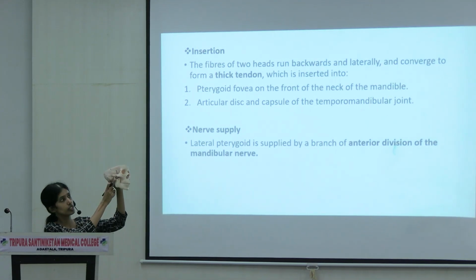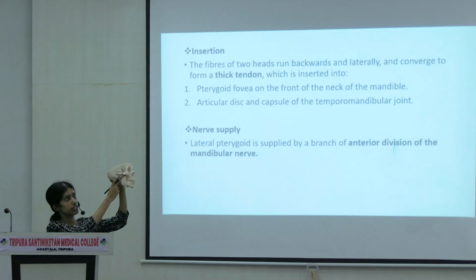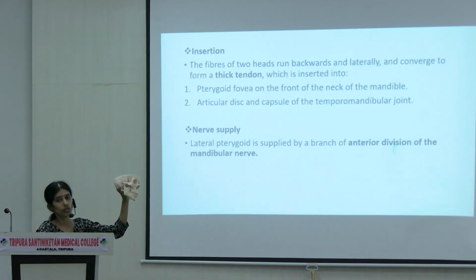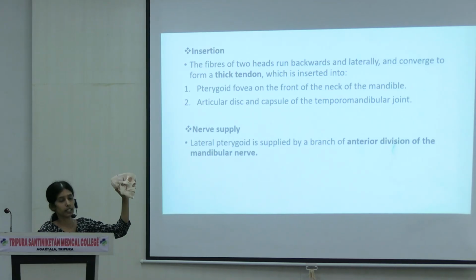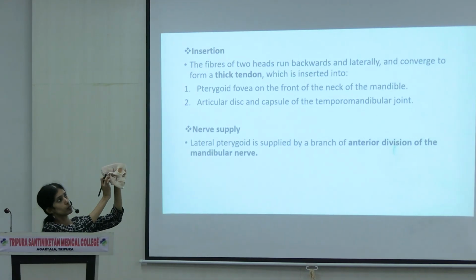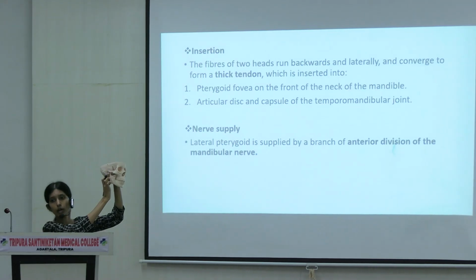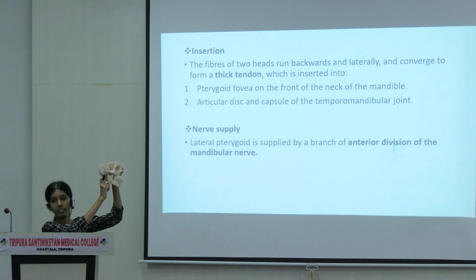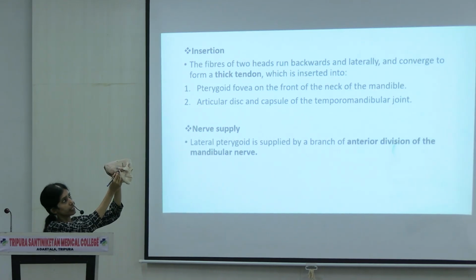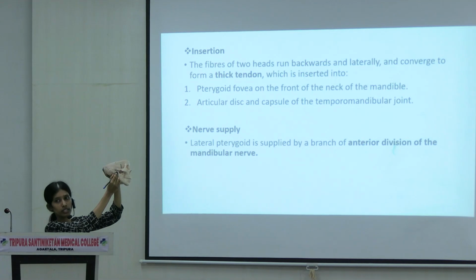Okay, fine. So this is the neck of the mandible. The insertion of your lateral pterygoid muscle takes place at the neck of the mandible and also at the articular disc and capsule of the TMJ. So this is your temporal bone and this is your mandibular bone. This is the place where the joint is taking place. Here we can see the capsule and also the articular disc of the TMJ. So here and here your lateral pterygoid muscle's insertion is taking place.